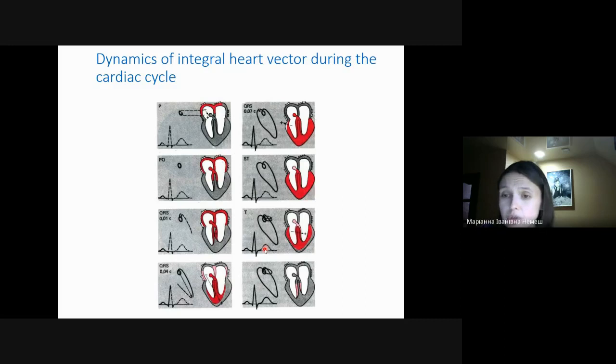This vector is going to be directed to the left, downward, and forward position, and it will be reflected by the T wave in the ECG. So generally, we are going to receive the PQRST complex.